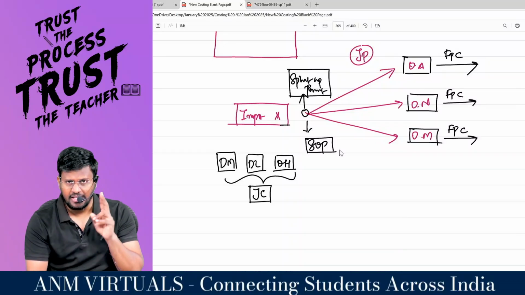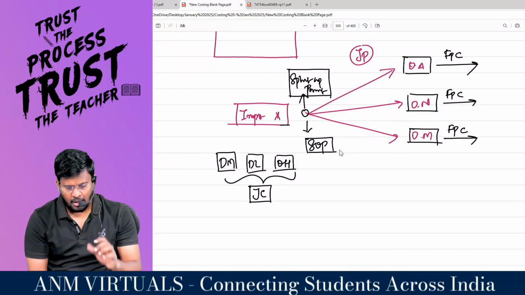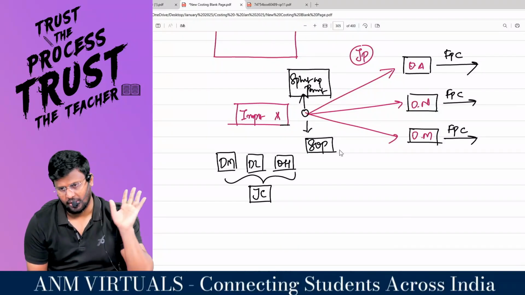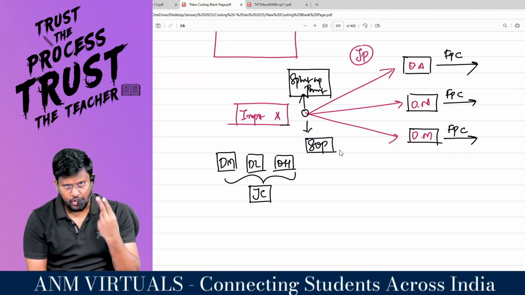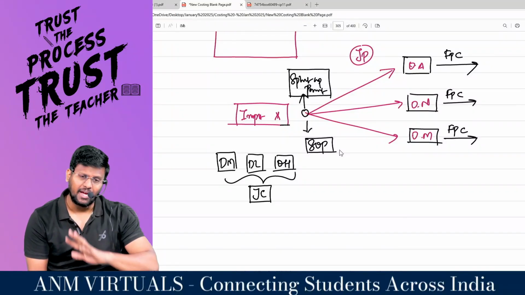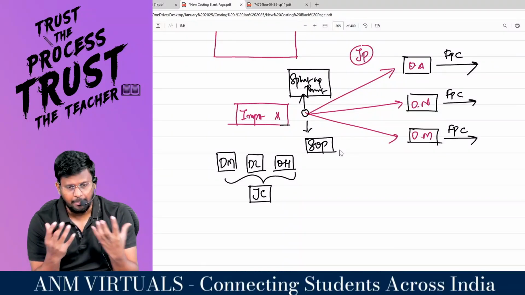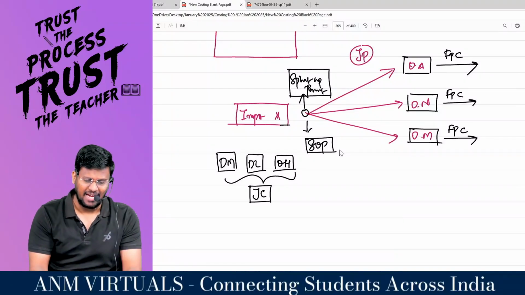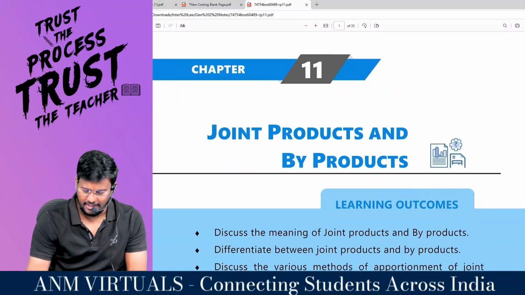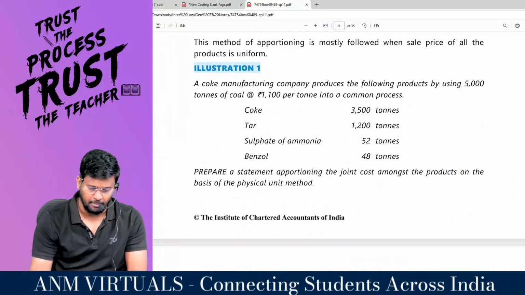So this chapter deals mainly with three issues. Number one, how to apportion the joint cost among the joint products. Issue number two is whether I have to further process or sell at the split-off point itself. Number three is what a byproduct is and how to treat the byproduct. These are the three very simple and small issues this chapter handles, my dear lovable students. With this background, I can move into illustration number 1, because now you will be able to understand things in a much better way.